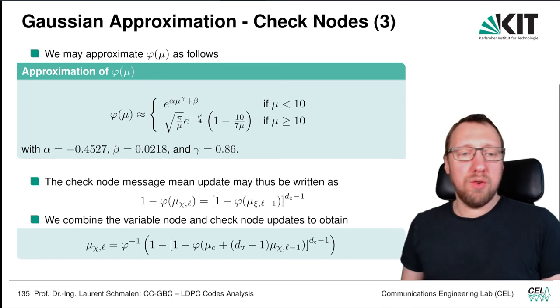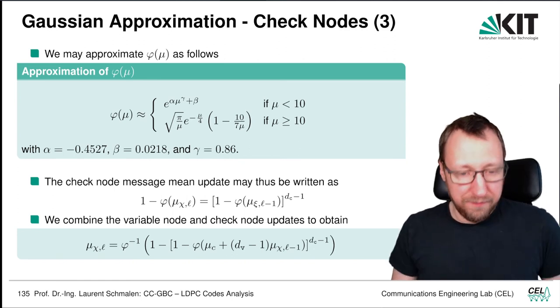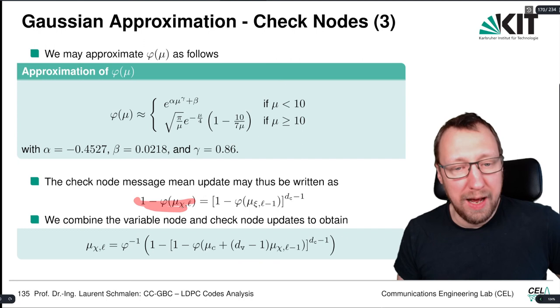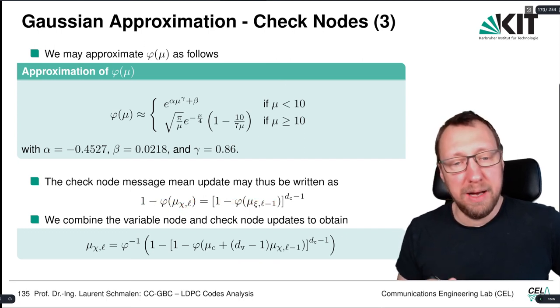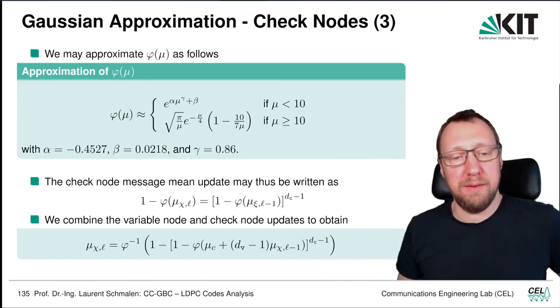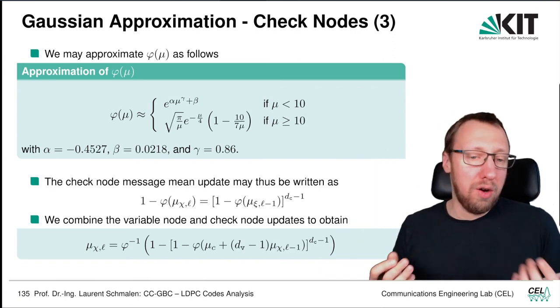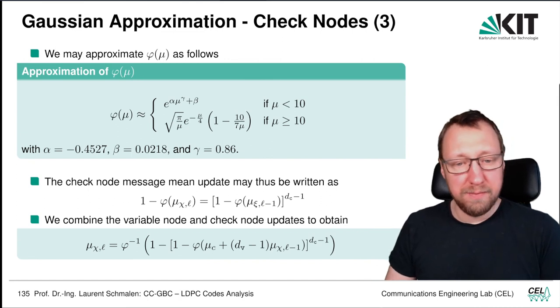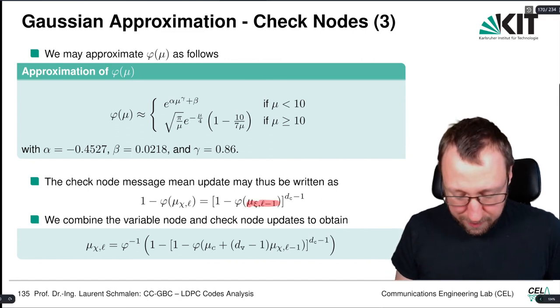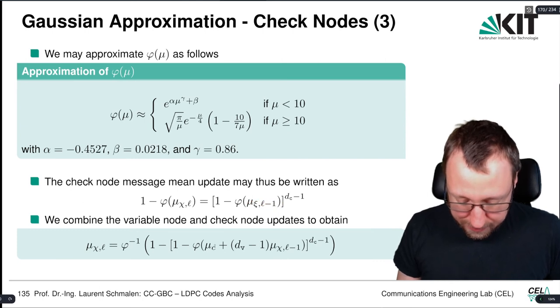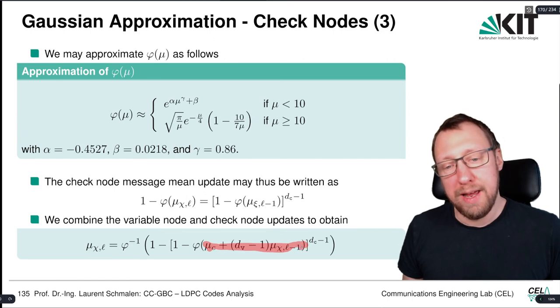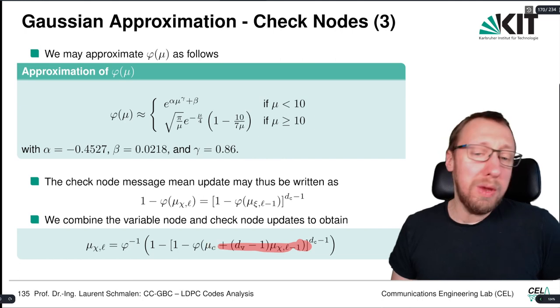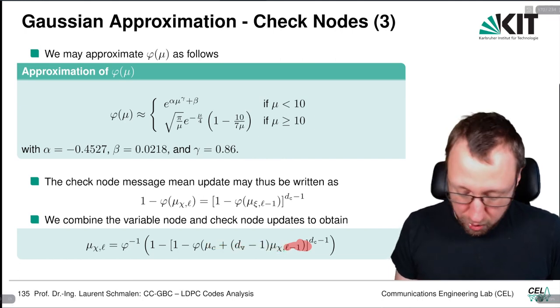So now we can write the check node update as follows. It's 1 minus phi of mu chi L. It's 1 minus phi of mu cl minus 1 to the power dc minus 1. And now we can combine everything. So we can insert mu xi. Mu xi is equal to mu c plus dv minus 1 times mu chi minus 1. And now we can get an update equation in terms of mu chi.